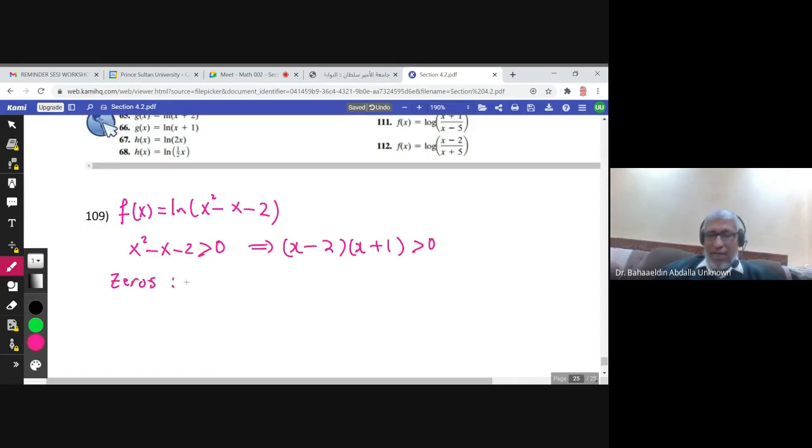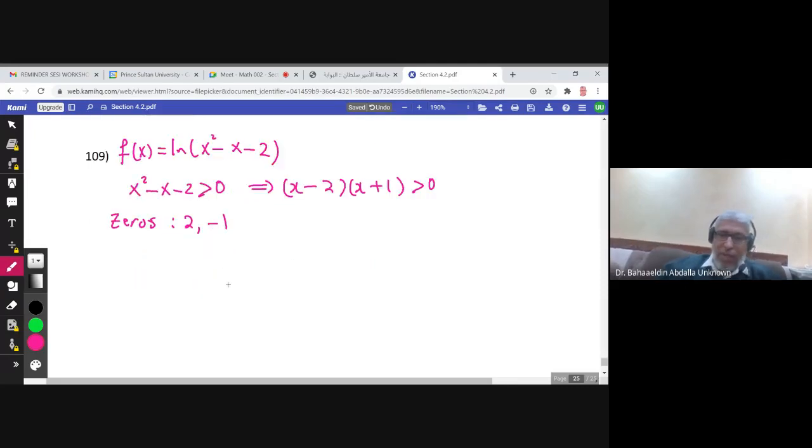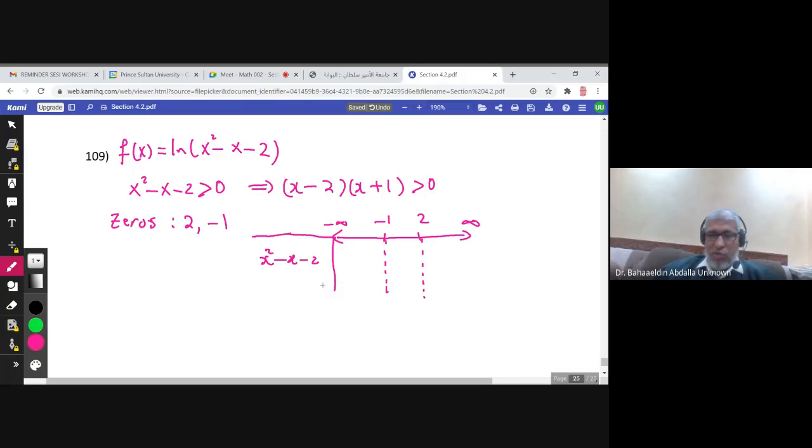of the left-hand side are 2 and negative 1. You put these zeros on the number line. So here negative 1 because it's smaller, and here 2. And then you can put x squared minus x minus 2, all of it, no problem. Of course negative 1 is not included, and 2 is not included, because it is greater than, not greater than or equal. Choose a number, for example, between negative 1 and 2. Choose 0. Okay, if you replace x by 0, you will get negative 2.